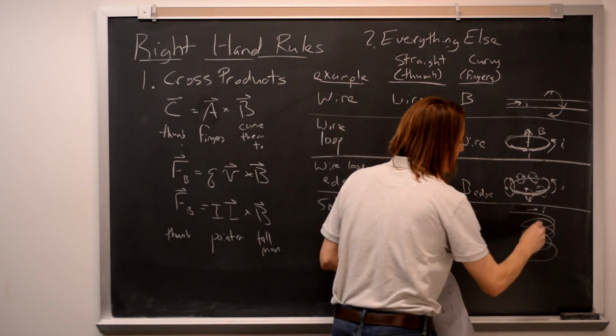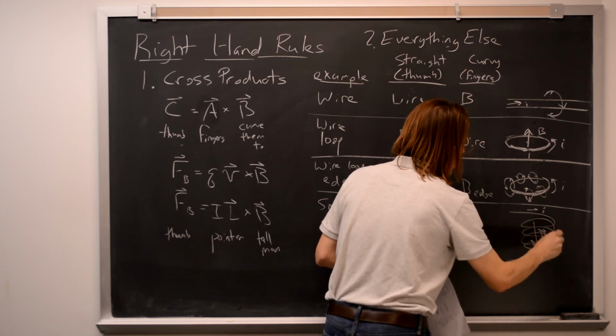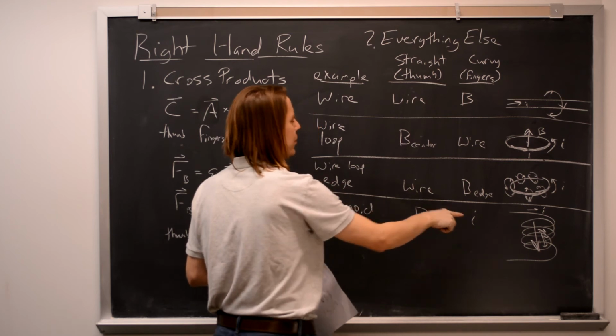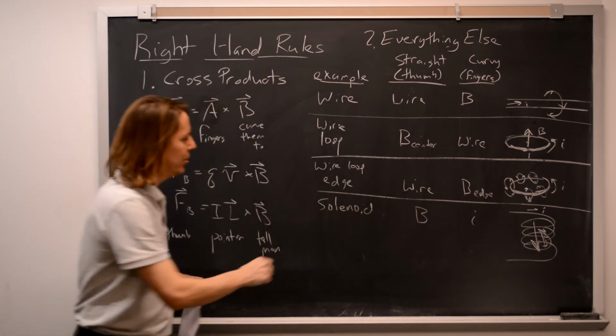B field is down. And I got the direction because I know that my finger is curved with the current, and the B field is my thumb. Oh, we're not done.